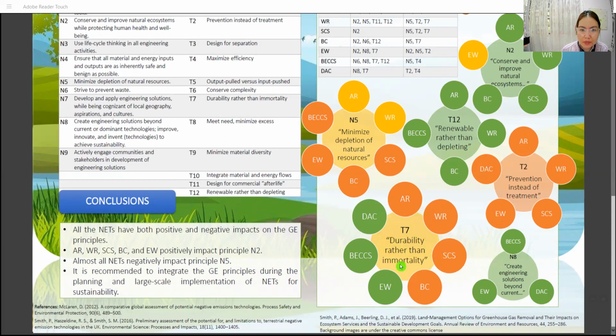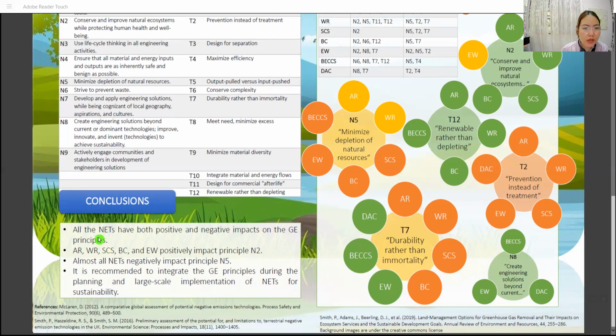these NETs impact Principle T7. Lastly, Principle N8: BECCS and DAC, or bioenergy with carbon capture and storage, and DAC are now focused on research and innovation, thus supporting Principle N8, which is create engineering solutions beyond current or dominant technologies; improve, innovate, and invent to achieve sustainability. Enhanced weathering is also gaining attention in research and development, especially using mining wastes.